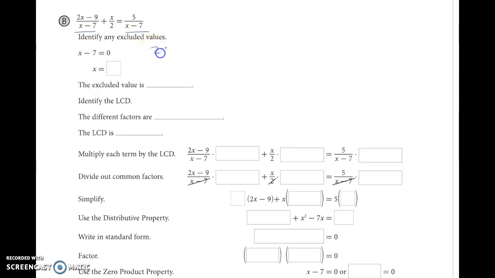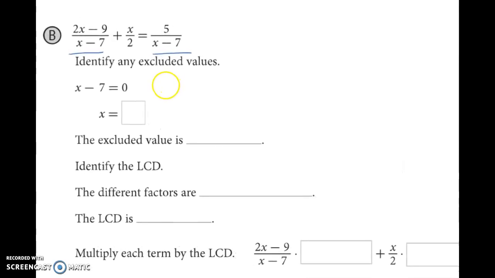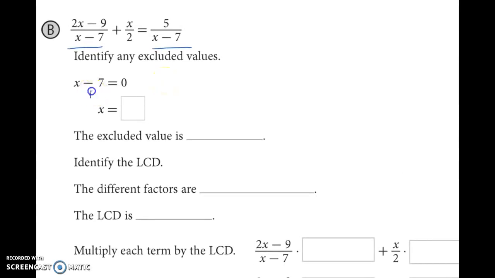And we don't need to set 2 equal to 0 because that doesn't make sense, right? So we're going to set this denominator, x minus 7 equals 0, and solve. So add 7 to both sides, and so I get x equals 7. So the excluded value is going to be x equals 7.